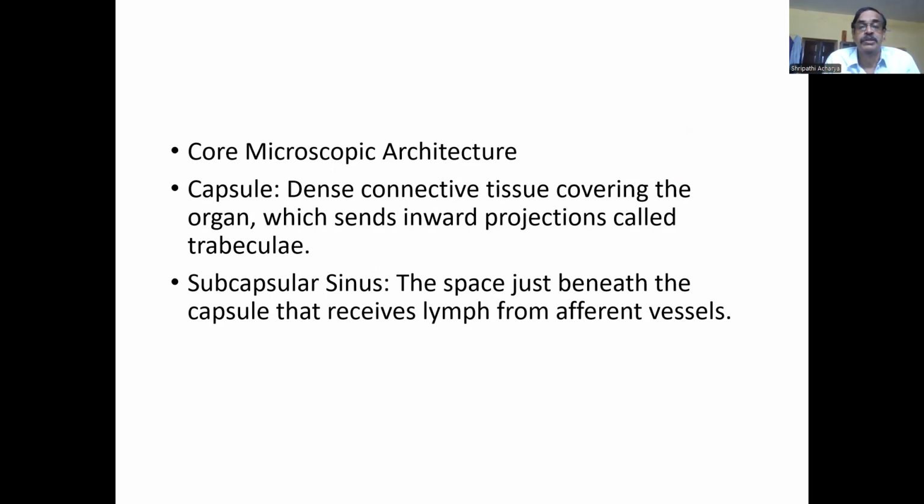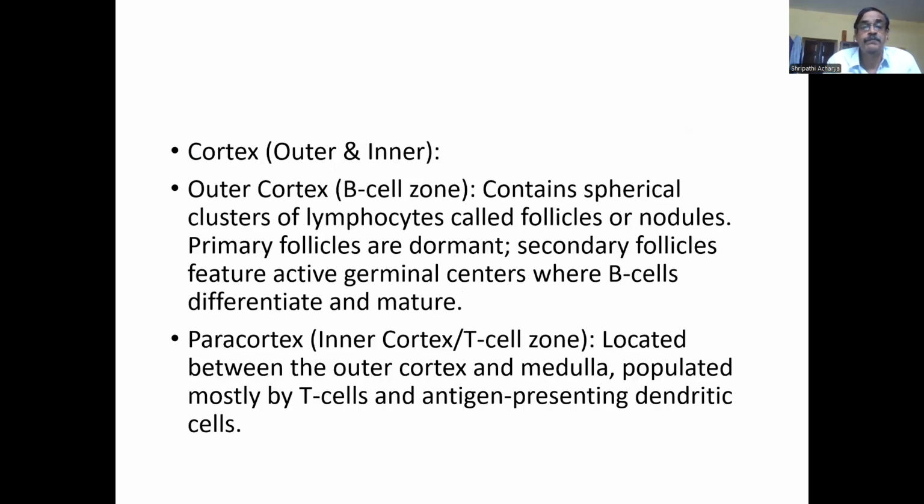Subcapsular sinus. The space just beneath the capsule that receives lymph from afferent vessels. Cortex, outer and inner. Outer cortex, B cell zone, contains spherical clusters of lymphocytes called follicles or nodules. Primary follicles are dormant. Secondary follicles feature active germinal centers where B cells differentiate and mature.